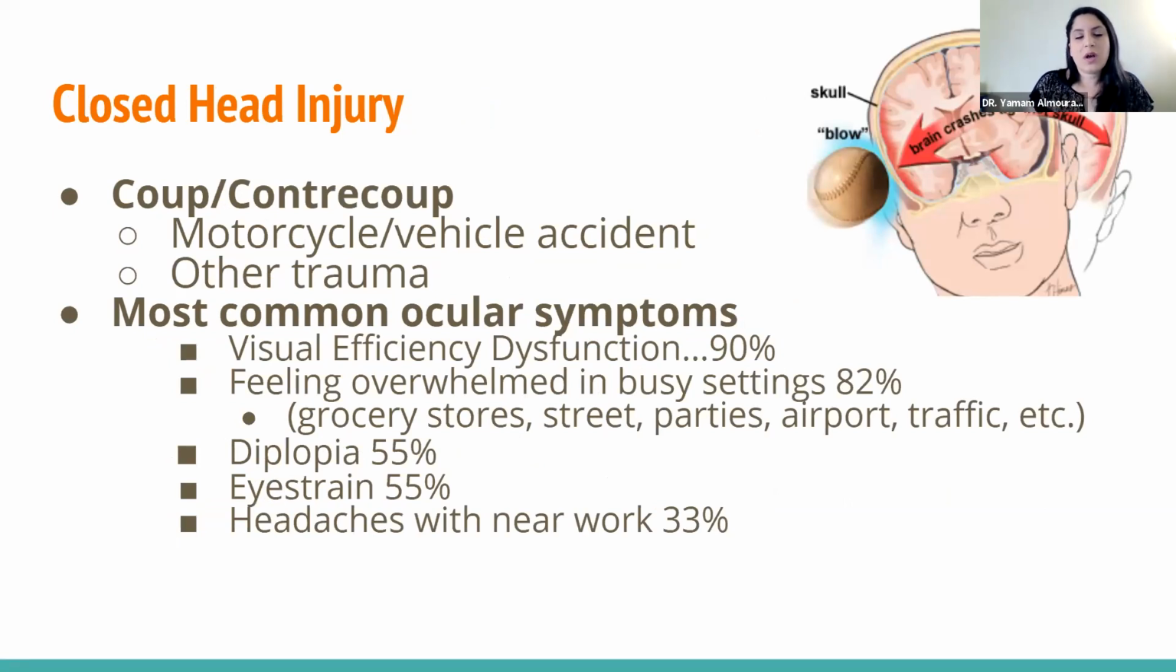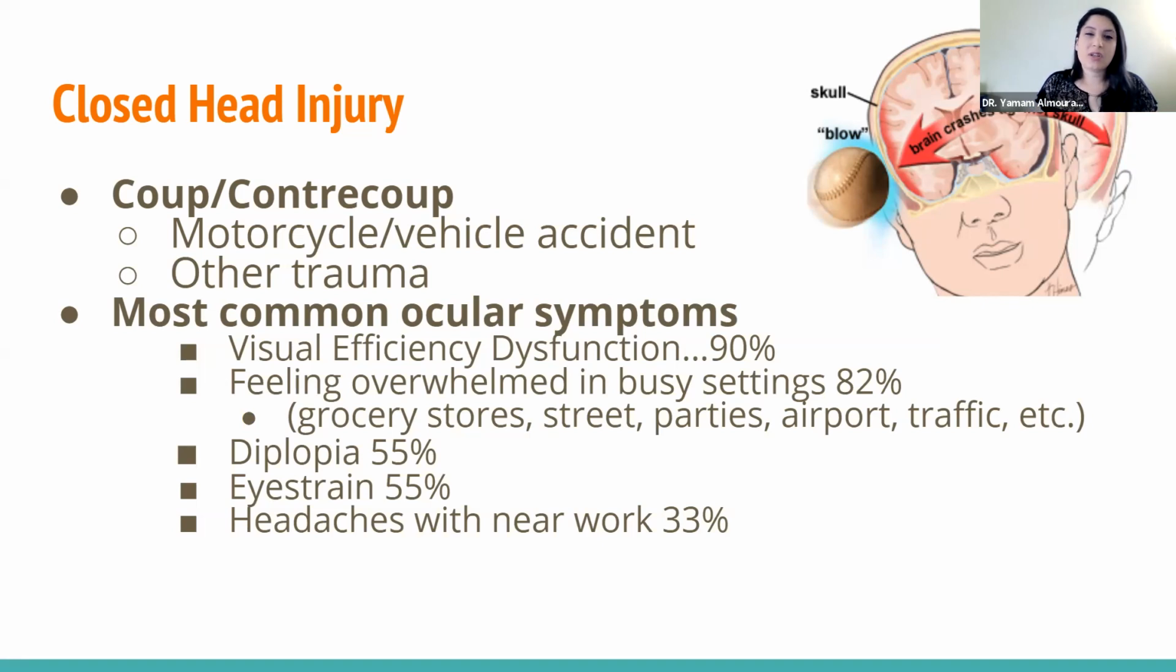Closed head injury, so the coup and counter coup that we talked about, with motorcycle or vehicle accidents and any other trauma like in sports that would cause that issue to the brain. Most common symptoms there: 90% of patients that have closed head injury suffer from some sort of visual efficiency dysfunction. Whether it's accommodative, saccadic, or convergence insufficiency, 90% have something there. And 82% feel overwhelmed in a busy setting.